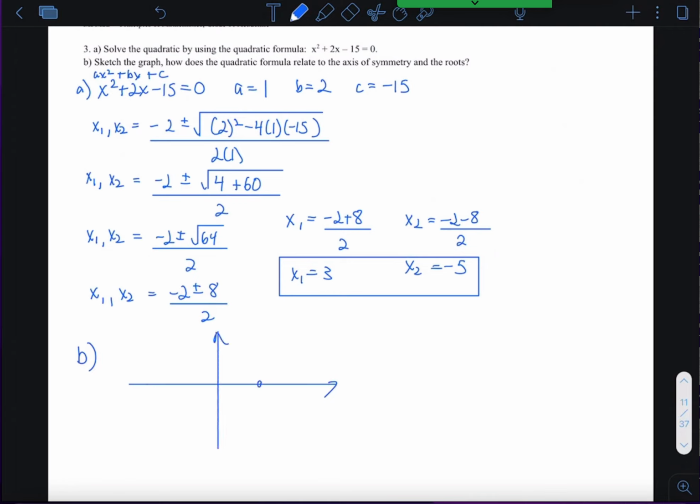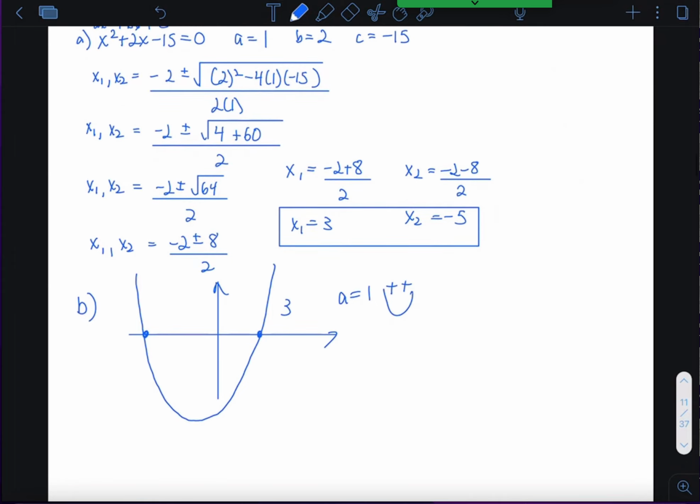So I'm just going to roughly sketch this. I know I have an x-intercept at 3. I have another one at x is minus 5. And I know my a value is 1, meaning this is going to face up. All right, so this is going to be a big parabola, probably bigger than I wanted. But we can see that, you know, the roots are where we think they are.